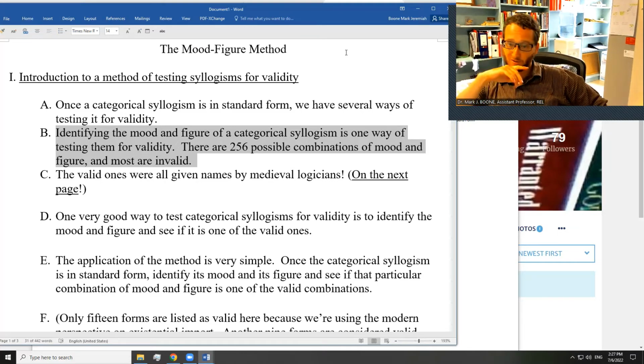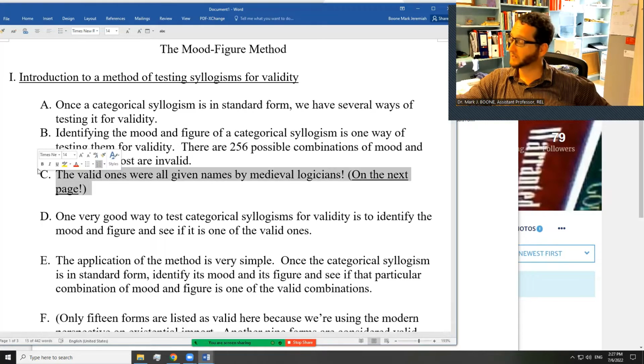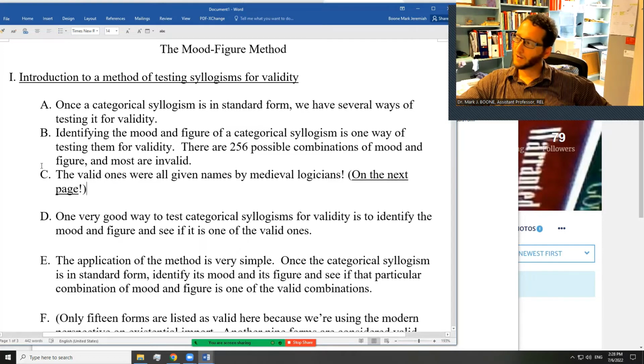So every categorical syllogism will have a mood and a figure, and it's very easy to figure out what are the mood and figure once you put it into standard form. And there are 256 possible combinations of mood and figure. Most of them are invalid. One very good exercise is to memorize all of them, in particular, memorize the invalid list. But I've never done that. I think few have. I'm sure any number of people have, but it's a minority of those who study logic.